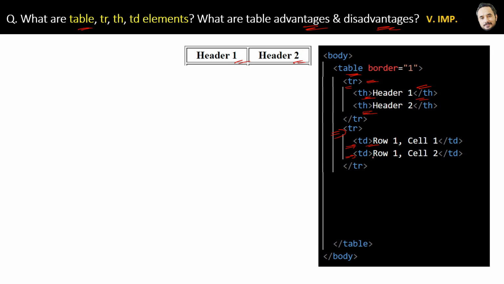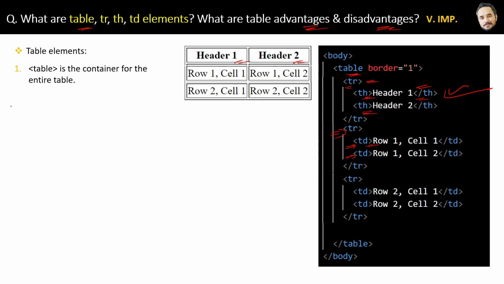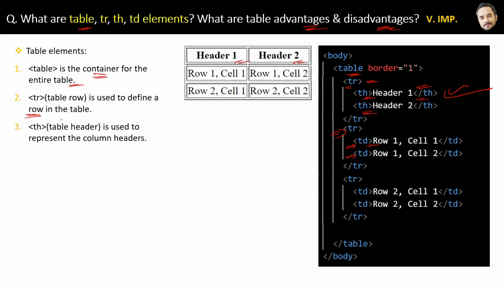So like this the row will be added, and you can add more and more rows and data as per your requirements. Finally, the table is ready, and yes, the table header at the top is optional here. Now let's conclude the table elements. Table is the container for the entire table. Clear? Table row is used to define a row in the table. TH is used to represent the column headers. Then TD is used to represent the regular cells in a table.